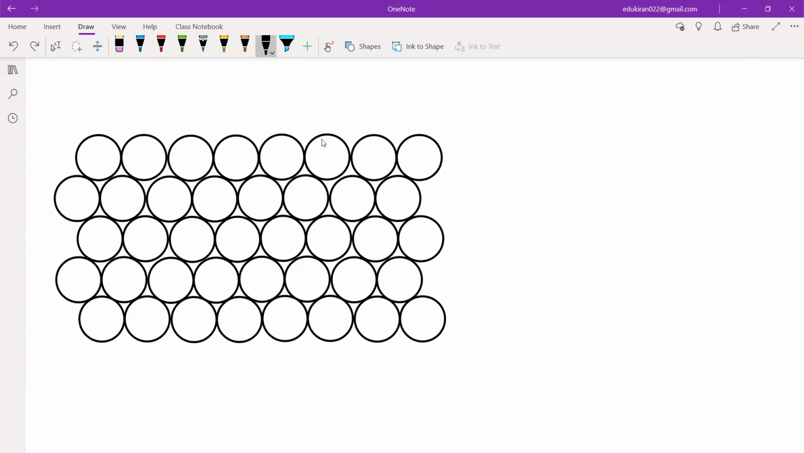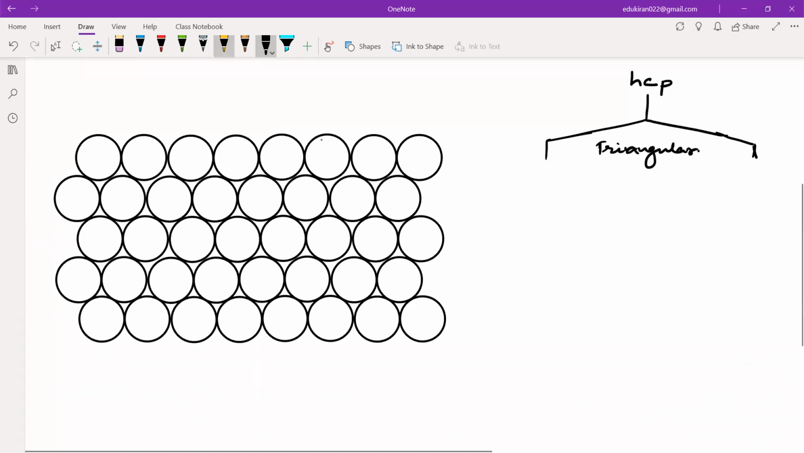Now what I will do, I will say that in HCP I have two types of voids. All of them are triangular voids, but there are two types of triangular void. We have an upward triangle void, and then we have a downward triangular void that I should mark with some different color.